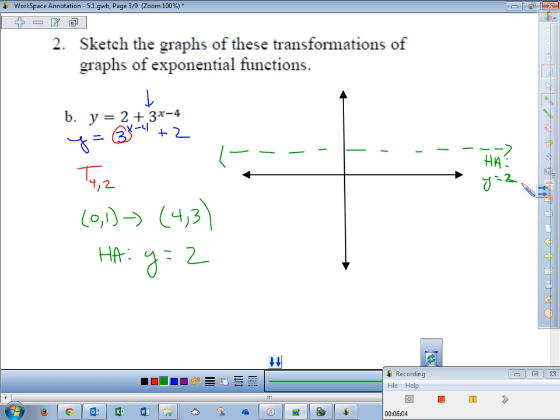Then plot that critical point. It started at 0, 1. He is now at 4, 3. So that's going to be somewhere about here. 4, 3. It was exponential growth, so it starts low, goes through that critical point, and shoots through the roof. Cool.